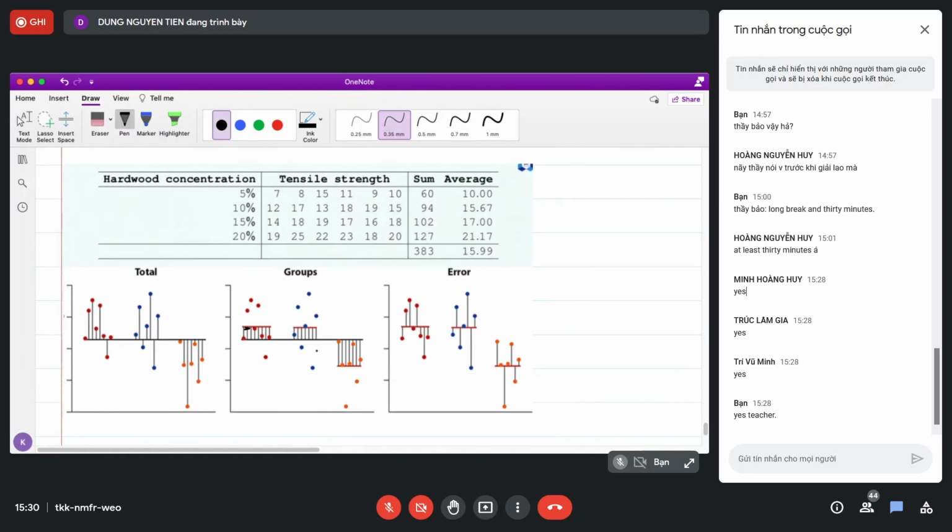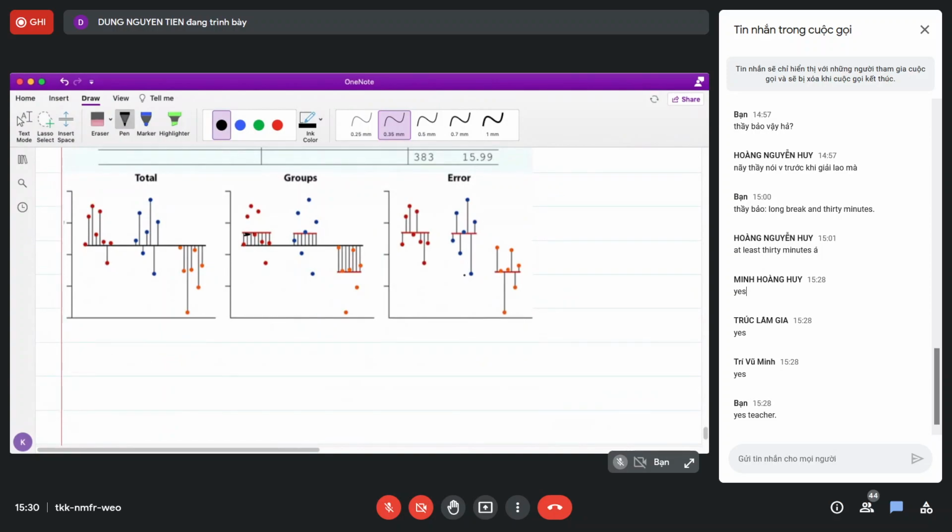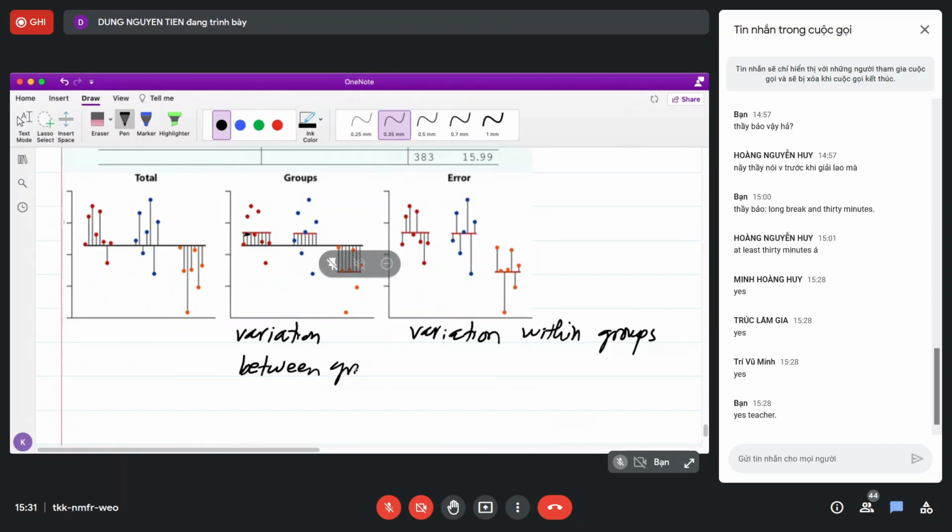So the error sum of squares can be used to describe the variation within groups. And the treatment sum of squares, I call it the variation between groups. Do you understand? Is that clear? Is that okay, everybody?